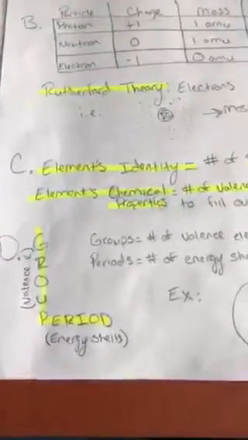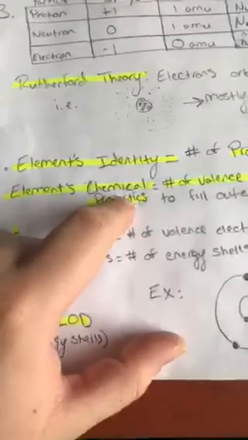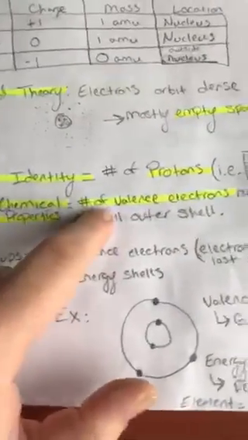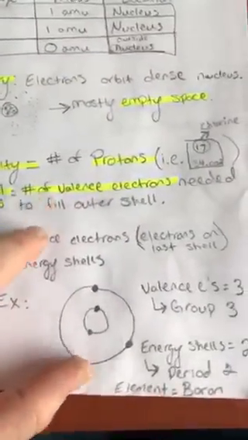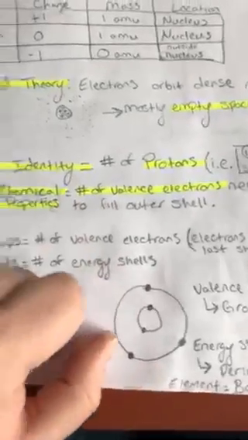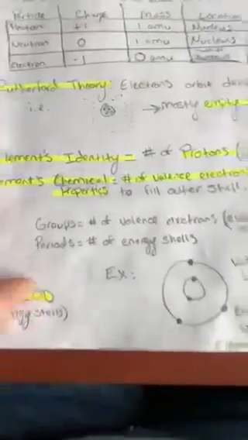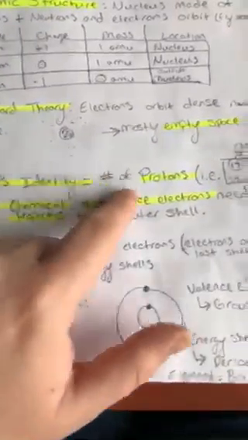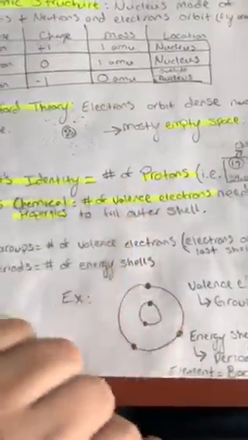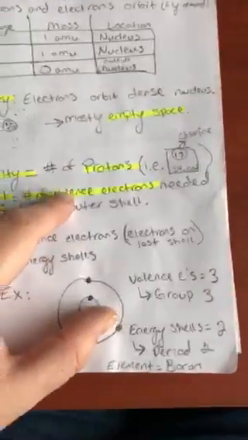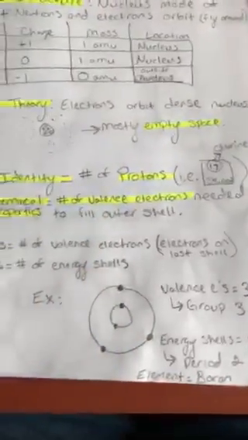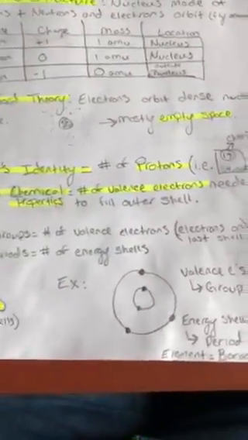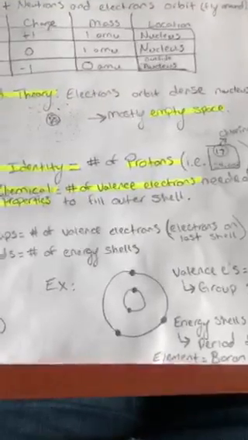Beyond element's identity is element's chemical properties. So the element's chemical properties, or its reactivity, is determined by the number of valence electrons, okay, needed to fill the outer shell. For example, if you have an element with 7 valence electrons, it needs to gain 1 valence electron to have a full outer shell. Therefore, it is a very reactive element, okay, going back to our brain dump.